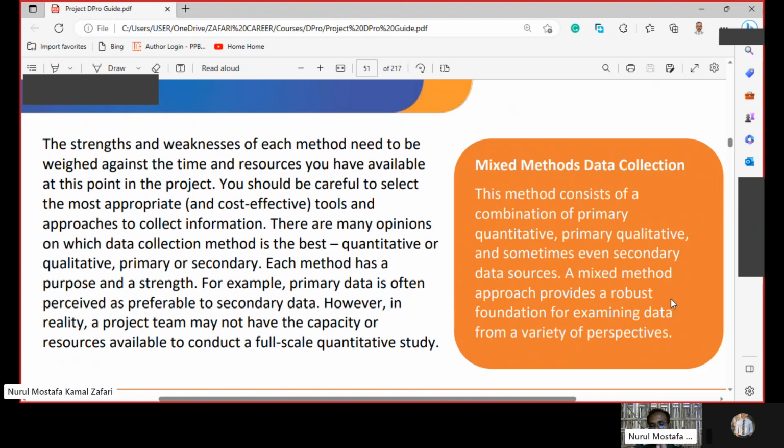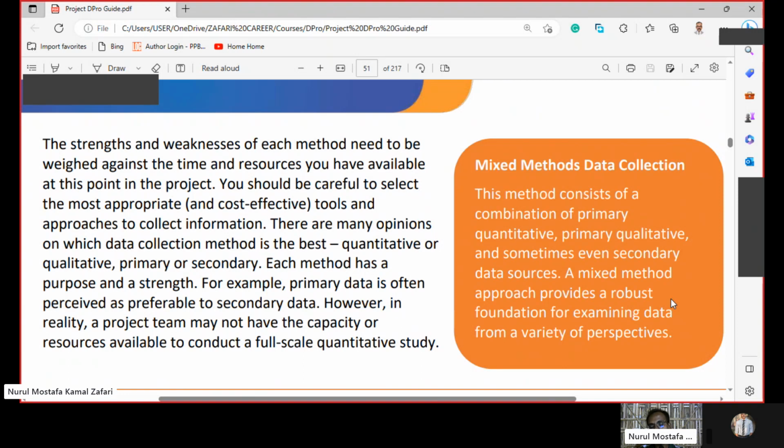So there is a proposal of mixed methods data collection. This method consists of a combination of primary quantitative, primary qualitative, and secondary data sources. A mixed method approach provides a robust foundation for examining data from a variety of perspectives. So we can call it, in one term, the holistic approach of data collection.